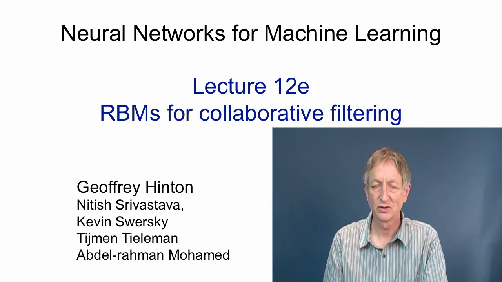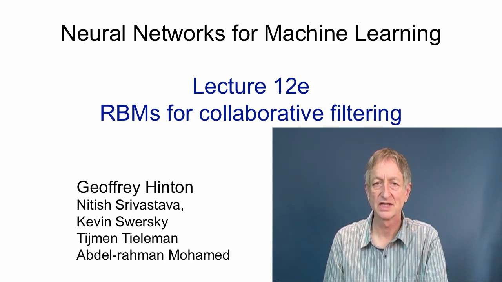In this video, I'm going to talk about applying restricted Boltzmann machines to collaborative filtering. Collaborative filtering means trying to figure out how much a user would like one product based on how much that user liked other products and how much many other users like products. The particular case we'll look at is the Netflix competition, in which a machine learning algorithm has to predict how much a particular user will like a particular movie.